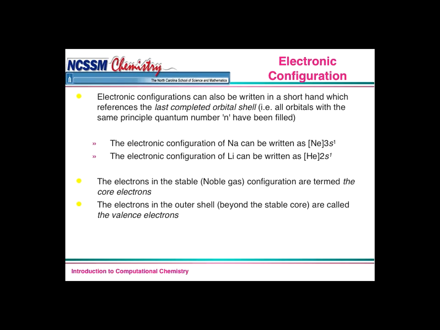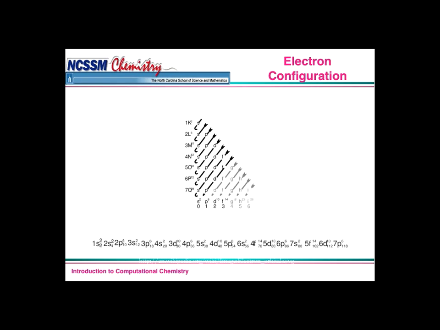And we can do the same thing for lithium, and you should play with that and make sure you understand that. And again, the electrons in the noble gas configuration are called the core electrons, and anything outside of that are called the valence electrons.